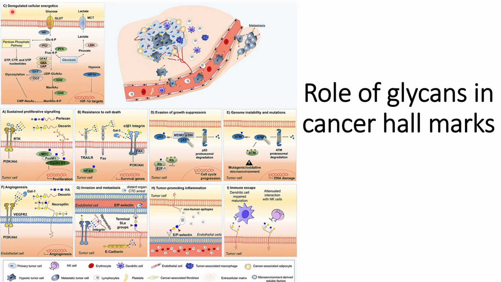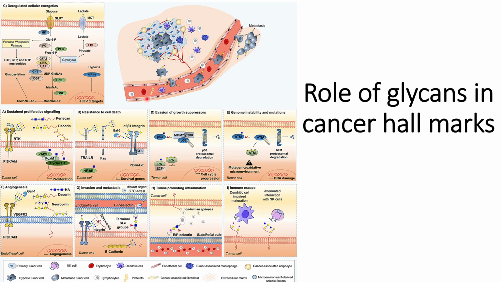The next thing is deregulated cellular energetics. In this case, the glucose consumption pathway and the lactate consumption pathway, or in general terms, energy consumption within the cells, is reprogrammed in a way that it will support uncontrolled cell growth even in hypoxia conditions. In the case of hypoxia, HIF1 alpha factors get upregulated, and they trigger HIF1 alpha target genes.